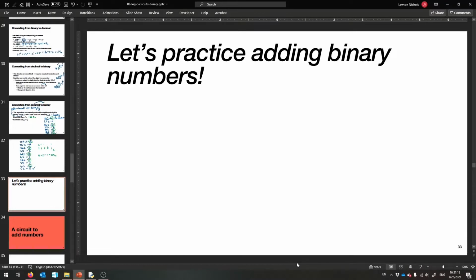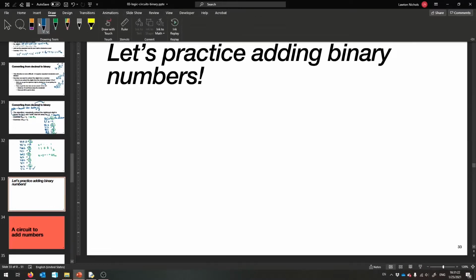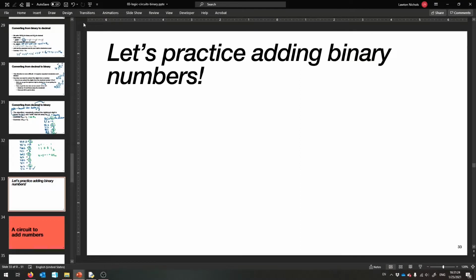Okay, so it's all the same. It's all exactly the same as adding decimal numbers. It's just you carry sooner because you have fewer digits. Yeah, so here is 1101 binary plus 1111 binary. Let's do this. Okay, let's figure this out. All right, how do we do it? So it's just normal math that we've learned how to do.